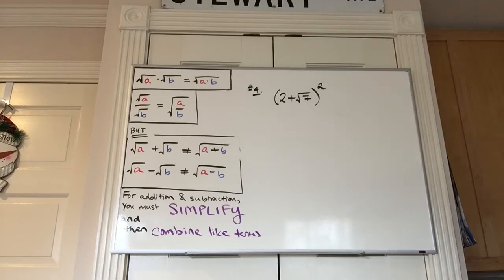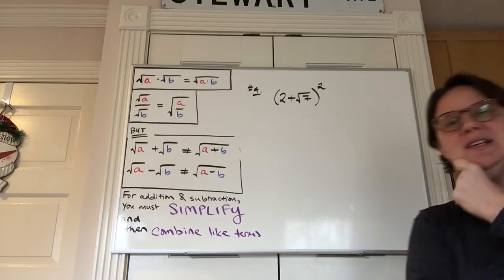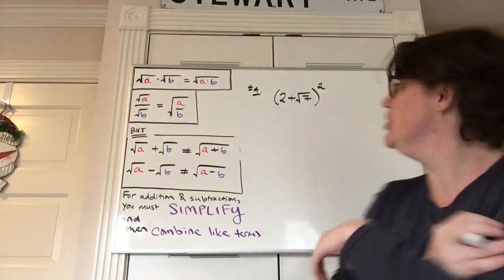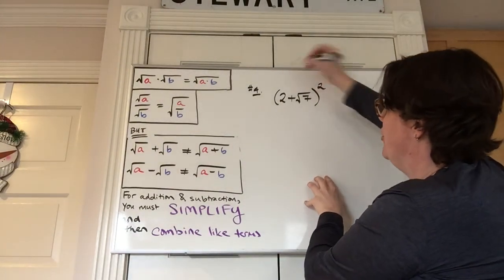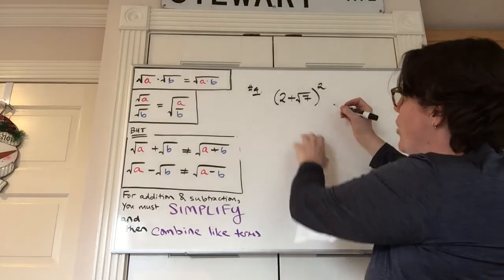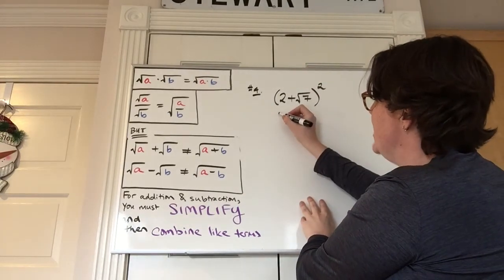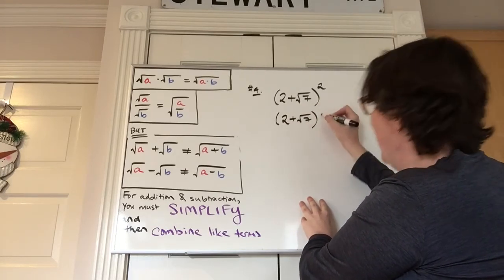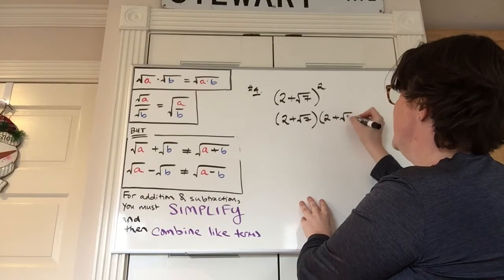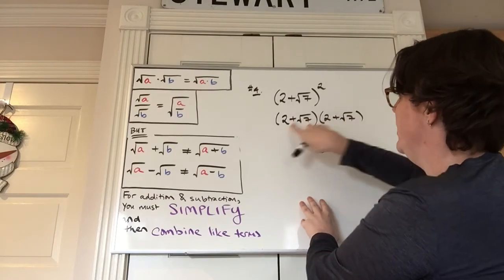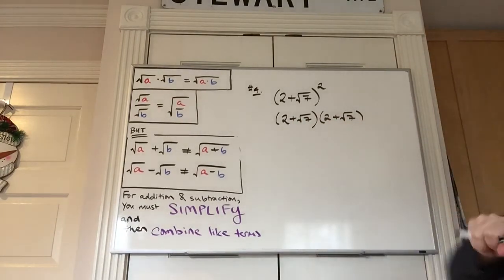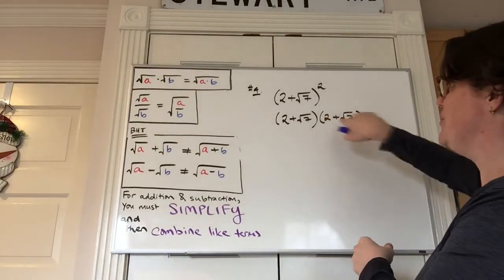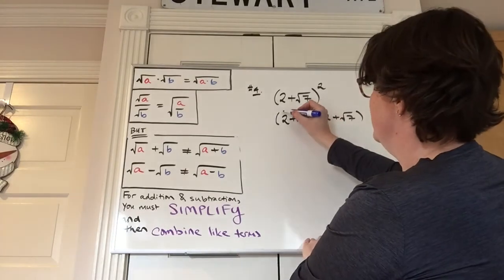Well, what I want to remind you of is you're always allowed to distribute an exponent over multiplication, but not over addition. I'm definitely not allowed to just square the front and square the back here. What I have to do is write this out as, what does it really mean to square? 2 plus the square root of 7 times 2 plus the square root of 7. I have this quantity times itself. And so when I go to do this problem, I do have to FOIL because I have 2 terms times another 2 terms. So let's go through this step by step.